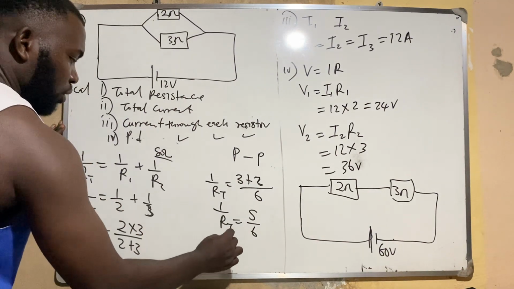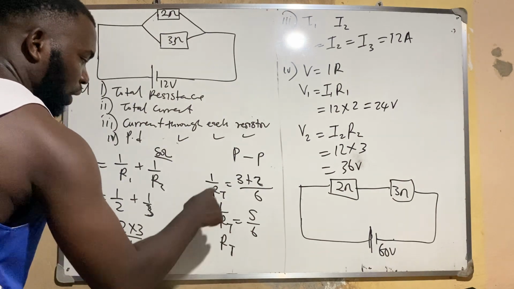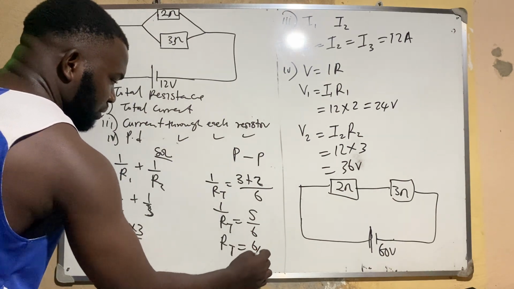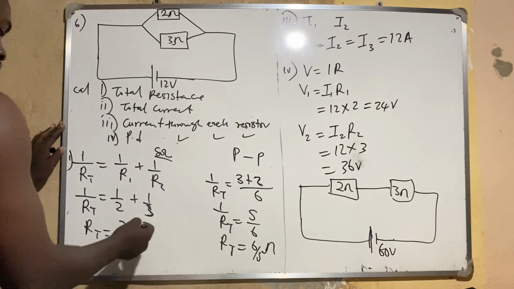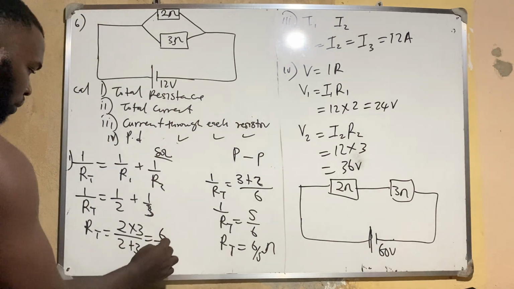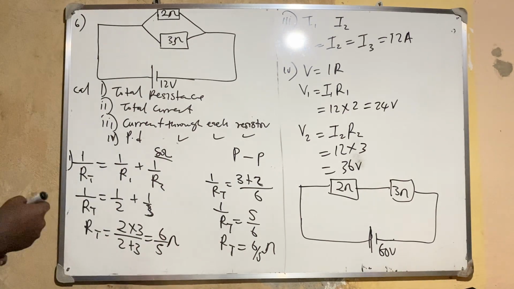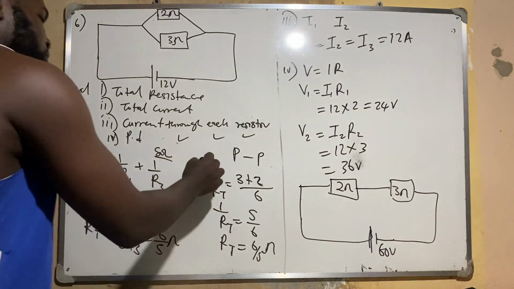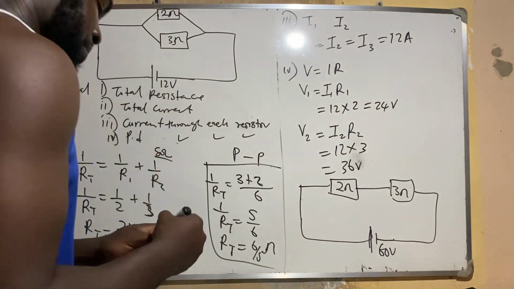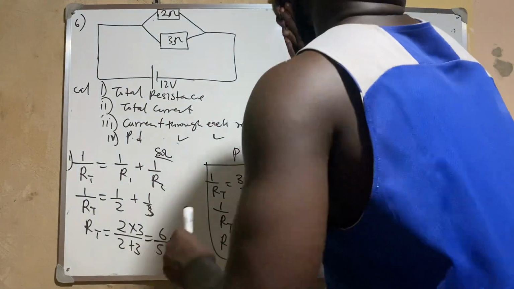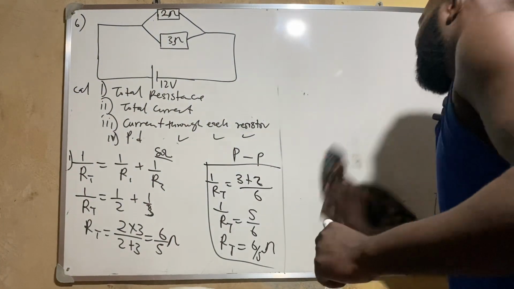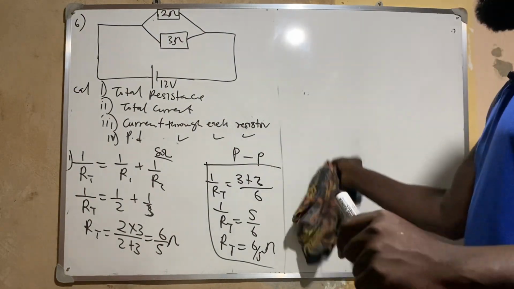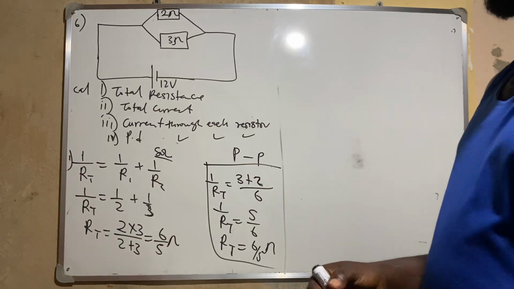So what I need is R total. R total means this one turning upside down and this one turning upside down to have this. So it's the same answer I got here, 6 over 5 ohms. Okay? So if you cannot remember this one, just use your normal LCM. So I've gotten the first question: the total resistance there is 6 over 5 ohms, or you put it in decimal if you like.